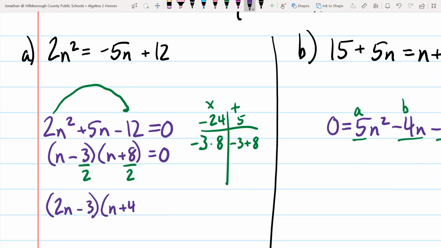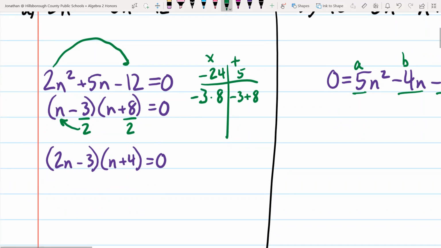N plus 4 equals 0. A much faster way of factoring as opposed to factoring by grouping. Not that factoring by grouping is incorrect. This is just a bit faster.